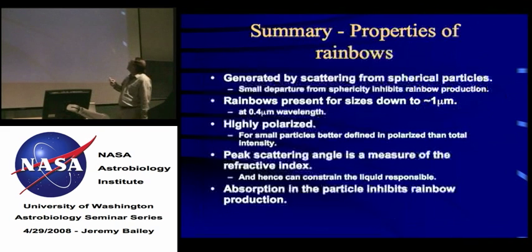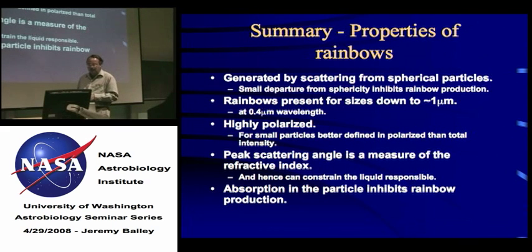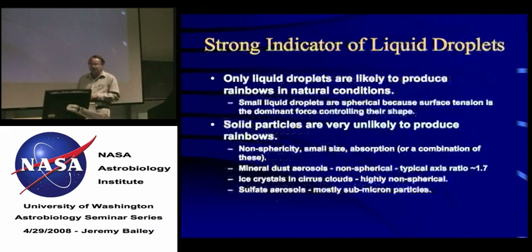So to summarize the properties of rainbows, they're generated by scattering from spherical particles. Any small departure from sphericity inhibits rainbow production. They're present for sizes down to about 1 micron, which covers all the cloud particles that we know about. They're highly polarized, and for small particles they're better defined in polarized light than in total intensity. The peak scattering angle is a measure of the refractive index and can help to tell us the nature of the liquid responsible for the rainbow. And any absorption in the particle inhibits rainbow production. And that means that rainbows are a very strong indicator of the presence of liquid droplets.